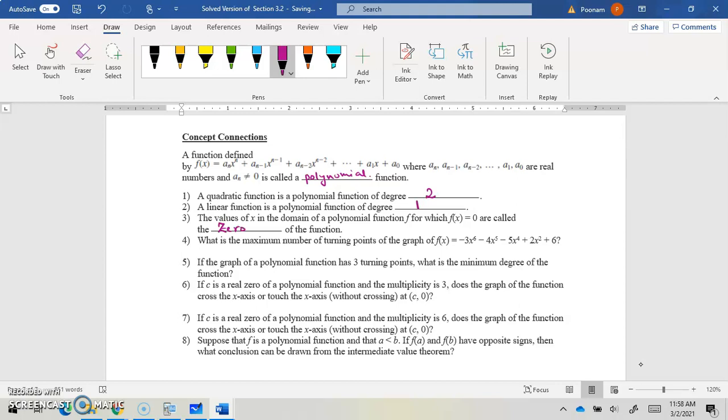What is the maximum number of turning points in this? So the maximum number of turning points will be given by n minus 1, where n is equal to the degree. Degree is what? 6 for this polynomial. So the maximum number of turning points would be 5. If a graph of a polynomial function has 3 turning points, the minimum possible degree of the function would be 3 plus 1, which is 4.